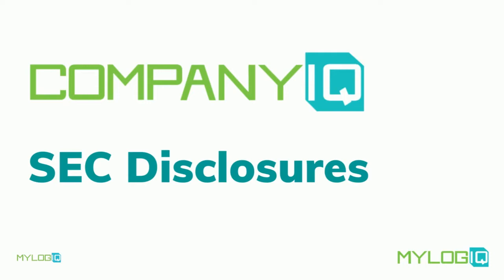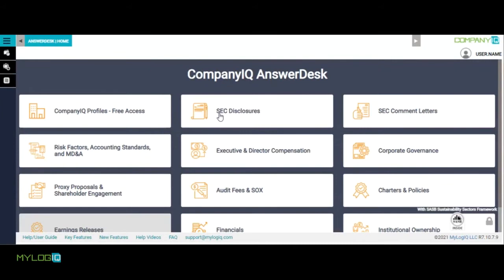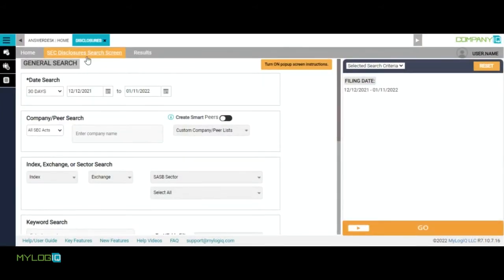Today, we'll be learning how to navigate disclosure results with CompanyIQ. The first step is completing your search. Start by selecting a date range and adding companies to your search criteria. Smart Peers is also available in this module. For a tutorial on using the Smart Peers, please visit the video.